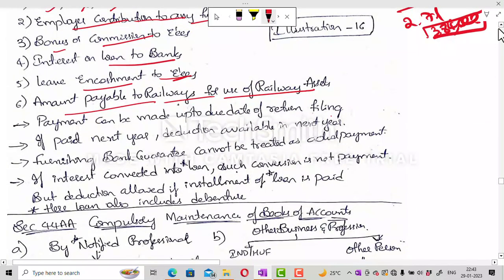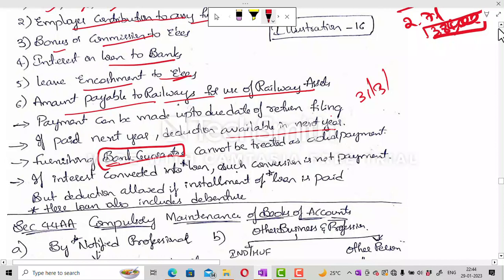Payment can be made up to the due date of filing of return. May not be till 31st March, but up to the date of filing of return they can pay, and they can take the deduction. If paid in next year, deduction is available in next year. Same like TDS. Furnishing bank guarantee cannot be treated as actual payment. See, bank guarantee is not the payment, so we should actually pay that one.